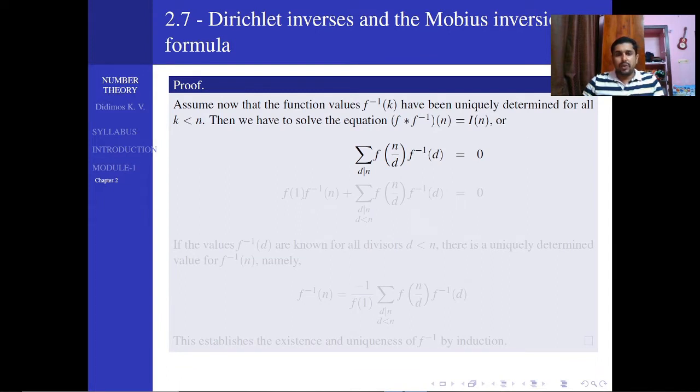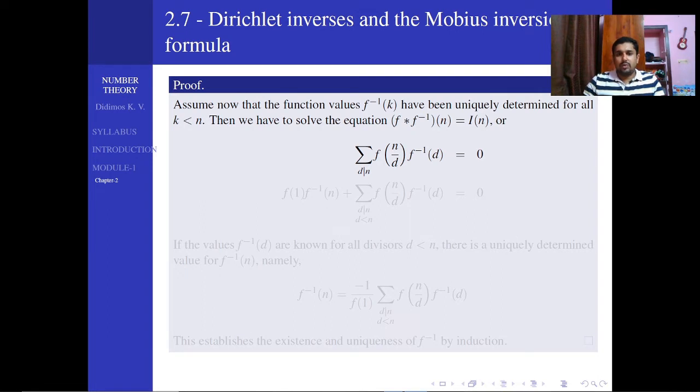Next, we have to find f inverse of n for n greater than 1. We need to prove that f inverse of n is unique for n greater than 1. For that, we assume f inverse of k has been uniquely determined for all k less than n. That means using the value of f inverse of 1, we will find the unique value of f inverse of 2. Using the values of f inverse of 1 and f inverse of 2, we will find the unique value for f inverse of 3. That's the method we have to adopt.